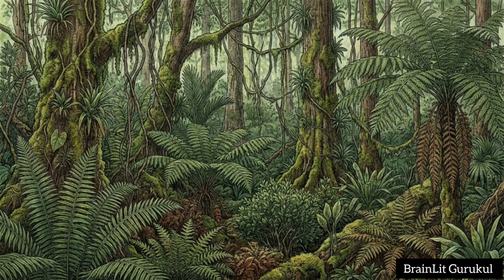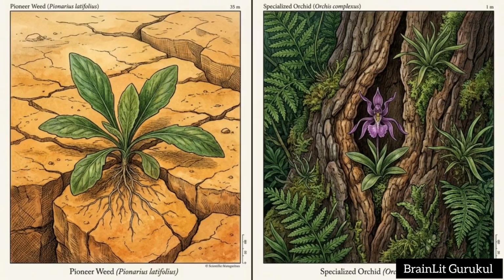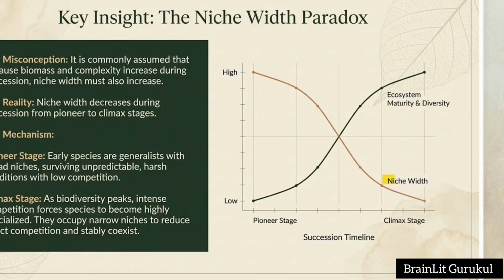It is easy to assume that a massive climax ecosystem must offer broader, more forgiving ecological niches for the species living inside it. This graph reveals a counterintuitive reality. As ecosystems mature, individual niche widths drastically decrease. Early pioneers are generalists, occupying broad niches with minimal competition. Conversely, immense biodiversity in mature forests creates intense competition, forcing species to hyper-specialize into extremely narrow ecological niches.